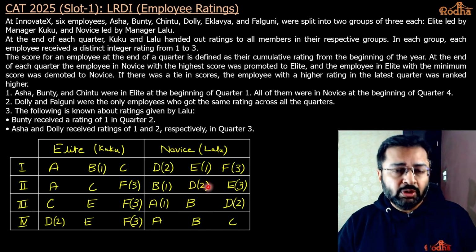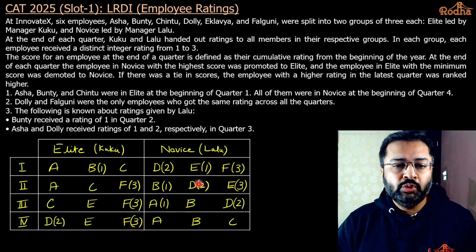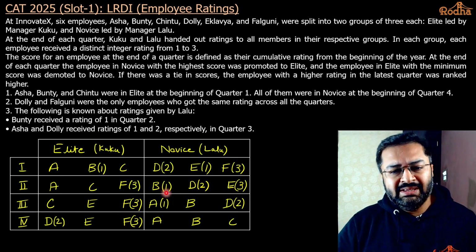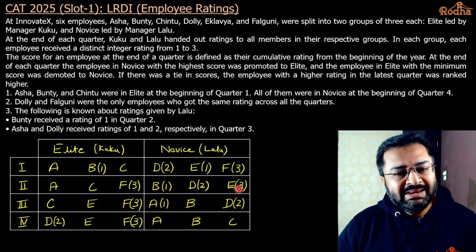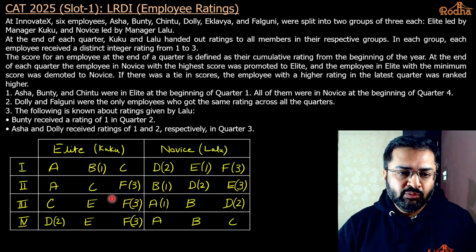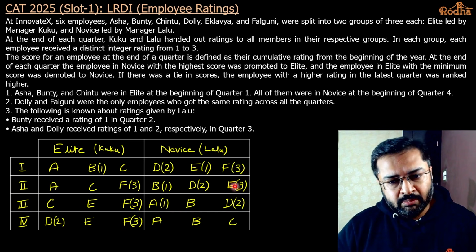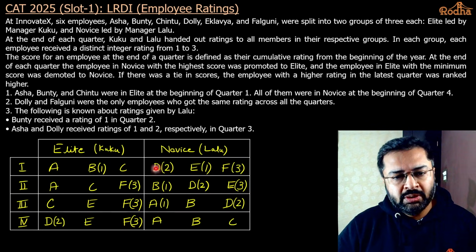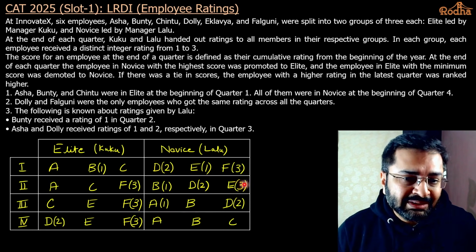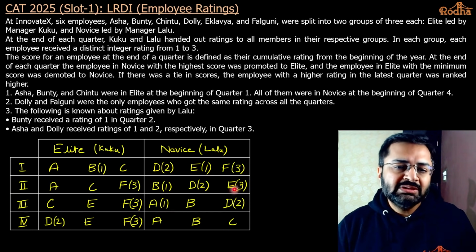The sum or the score of both of them is 4, 4. Which two? D and E. B is lower. B is at just 2, 1 plus 1, 2. So among D and E, E would be promoted and would come here in quarter 3 because the latest rating of E is 3, whereas D is 2. 1 plus 3 is 4, and this 2 plus 2 is also 4. But the latest rating ensures that E moves here.